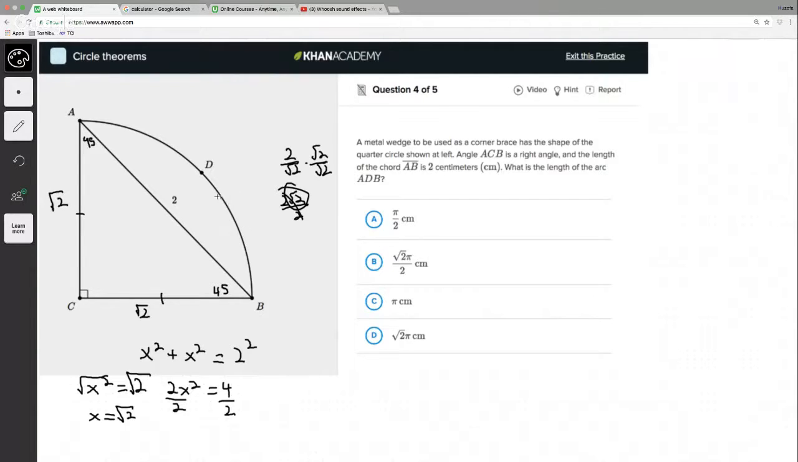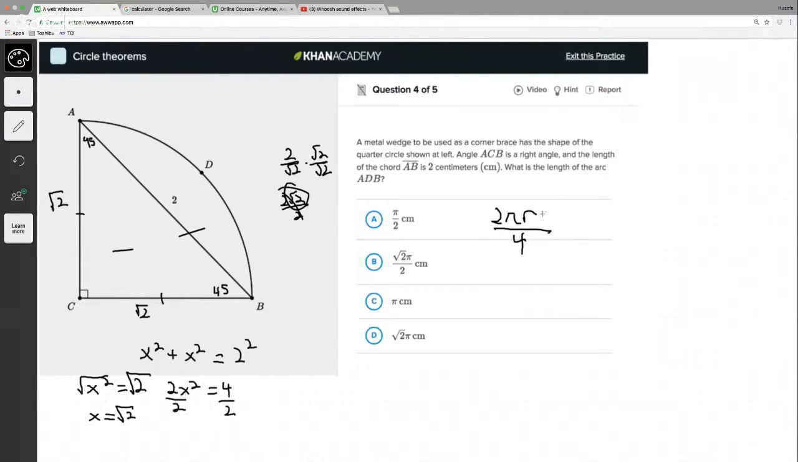Now we have to find arc length. So what's the formula for arc length? It's literally just 2 pi r, which is the circumference of the whole thing. And in this case, this is a quarter circle. It's literally 1/4 of that, right? So 2 pi r over 4 in this case. And usually we take that interior angle, which is 90 over 360, but we know 90 over 360 is 1/4. This is 1/4 of a circle.